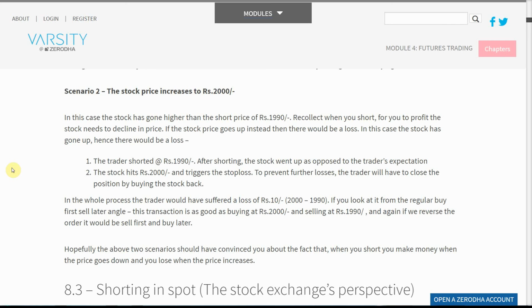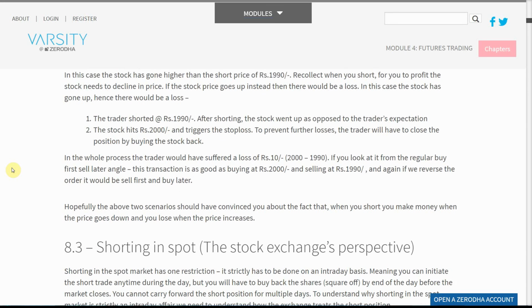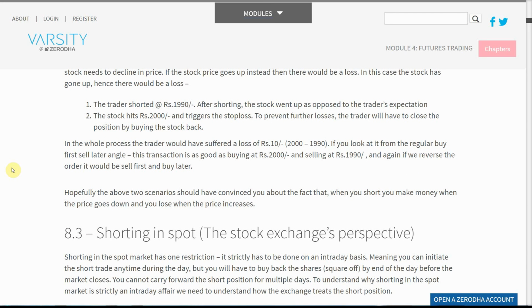In the whole process, the trader would have suffered a loss of 10 rupees per, 2,000 to 1990. If you look at it from the regular buy first sell later angle, this transaction is as good as buying at 2,000 rupees per and selling at 1,990 rupees per. And again, if we reverse the order, it would be sell first and buy later. Hopefully the above two scenarios should have convinced you about the fact that when you short, you make money when the price goes down and you lose when the price increases.